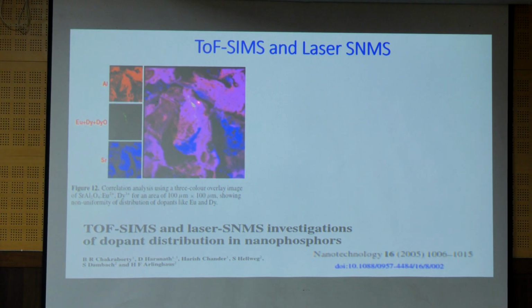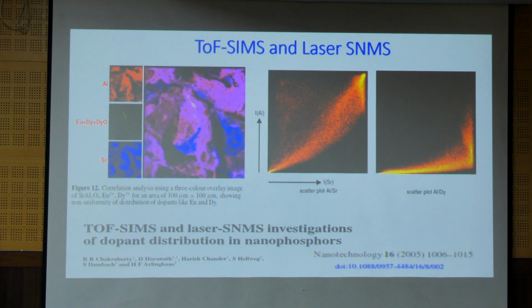Somewhere this green is there. That means europium is lying somewhere here. And somewhere red portions are there. That means only aluminum oxide is present. That means that while making the sample, or grinding, or preparation of that sample, it was not uniform. So it shows the distribution.